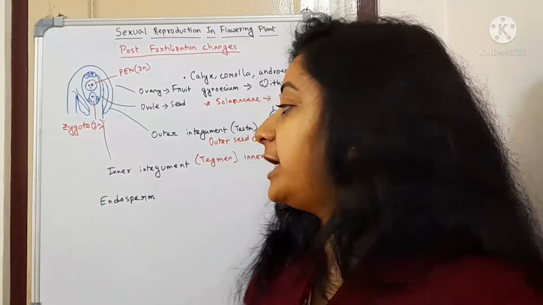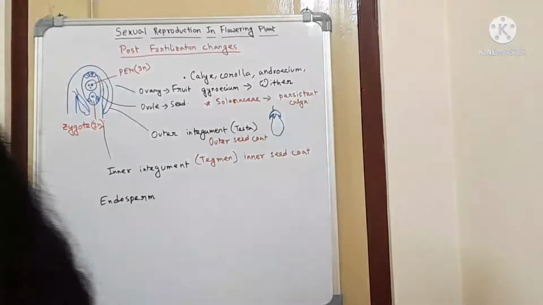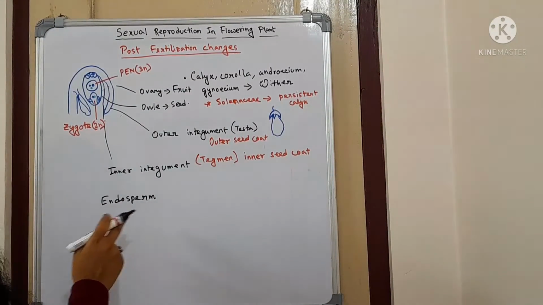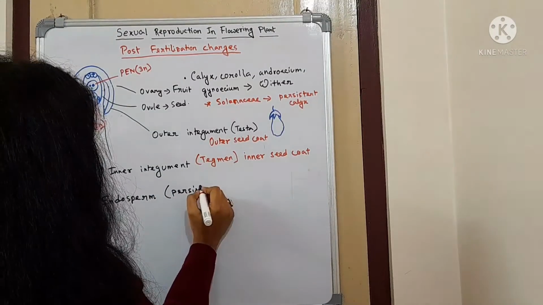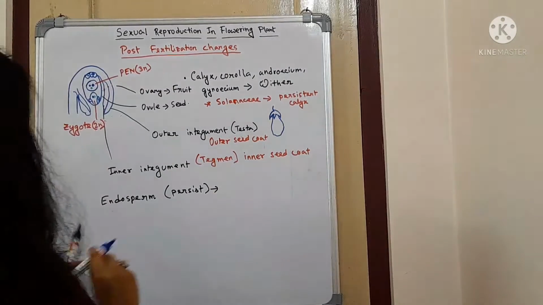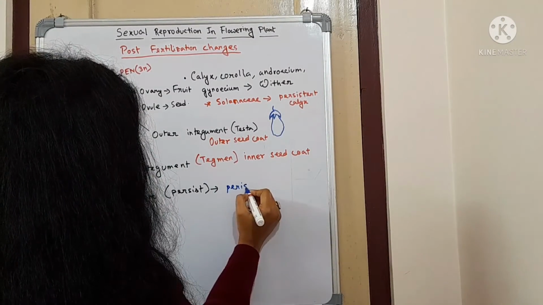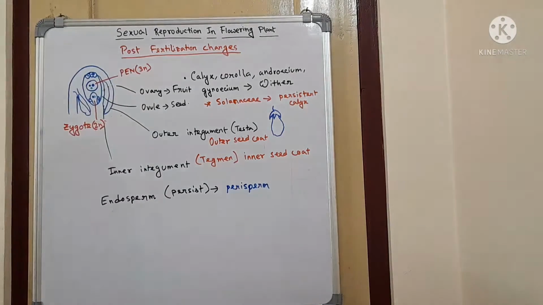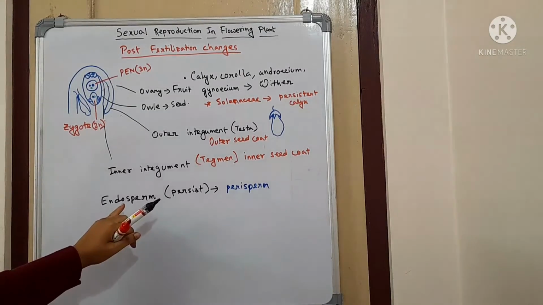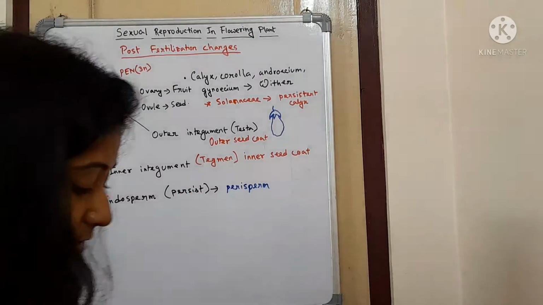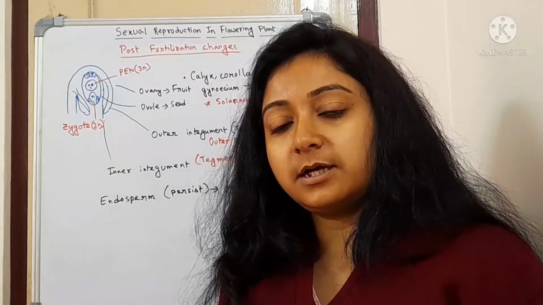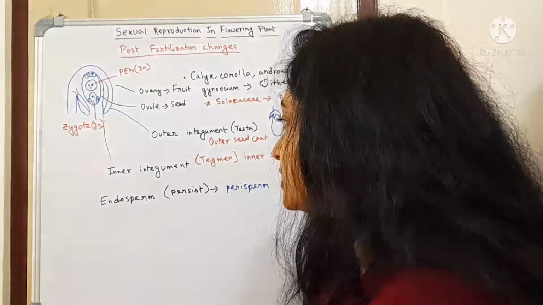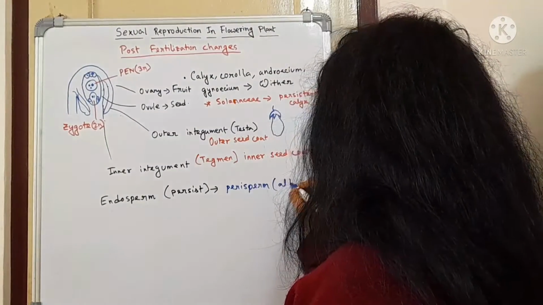But in a few cases, we can find the endosperm. If the endosperm is present and persistent in nature, then it will form the perisperm of the fruit or the seed, we can say. And one more important thing is that the seeds where the endosperm is present are considered albuminous seeds.